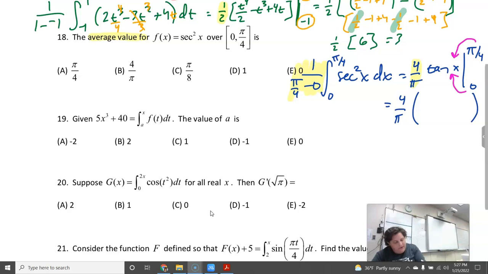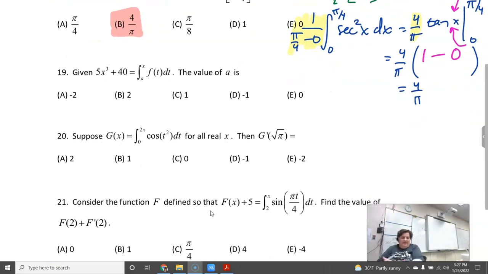Where was I? Here we go. Okay. So when I go to plug this in, the tangent of pi over 4 was 1, the tangent of 0 was 0. So this just equals 4 over pi times 1. So that's just going to be 4 over pi.